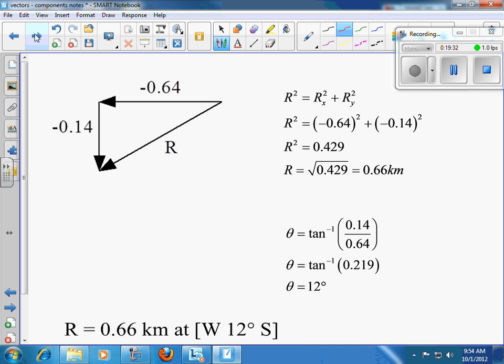So now you simply go r squared is equal to rx squared plus ry squared. Square them, solve: 0.66 kilometers. Okay? It looks complicated, but is it? No. It's just made to look complicated, right? The subscripts have to be all nice and everything, but it's not a complicated thing to do. Okay? So you find the resultant by Pythagoras.